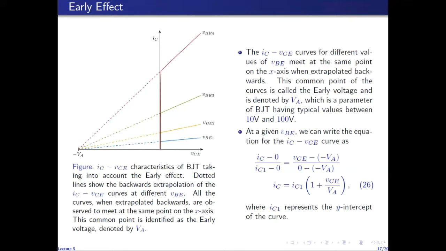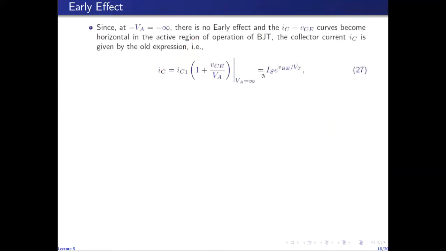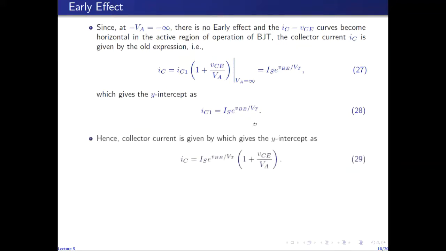So it must be given by the usual expression that we have been using so far. So in this expression, if we put VA equal to infinity, then we should get the usual expression that we have been using, independent of VCE. So equating these two, we get IC1 to be equal to this expression, which in turn gives the total collector current given by this expression. So this expression shows the dependence of the collector current on the base emitter voltage, which is an exponential nonlinear dependence, and on the collector emitter voltage.